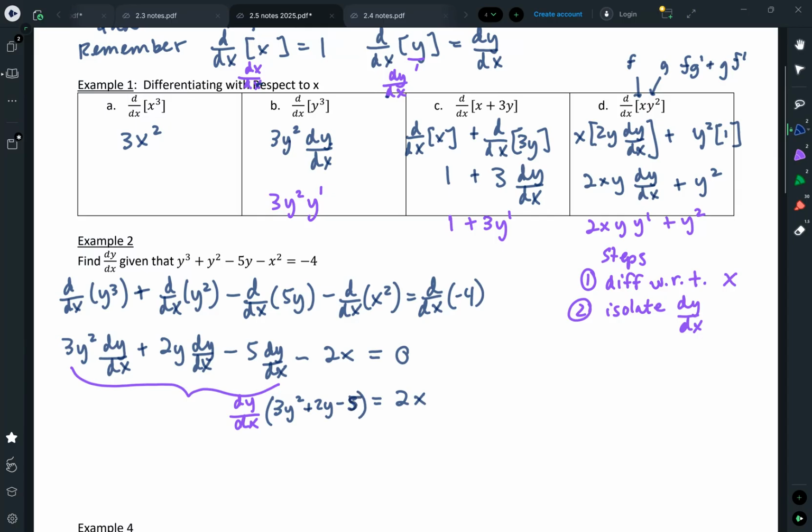All right, now I want to isolate dy/dx by dividing on both sides. So dy/dx is going to equal 2x over 3y squared plus 2y minus 5.